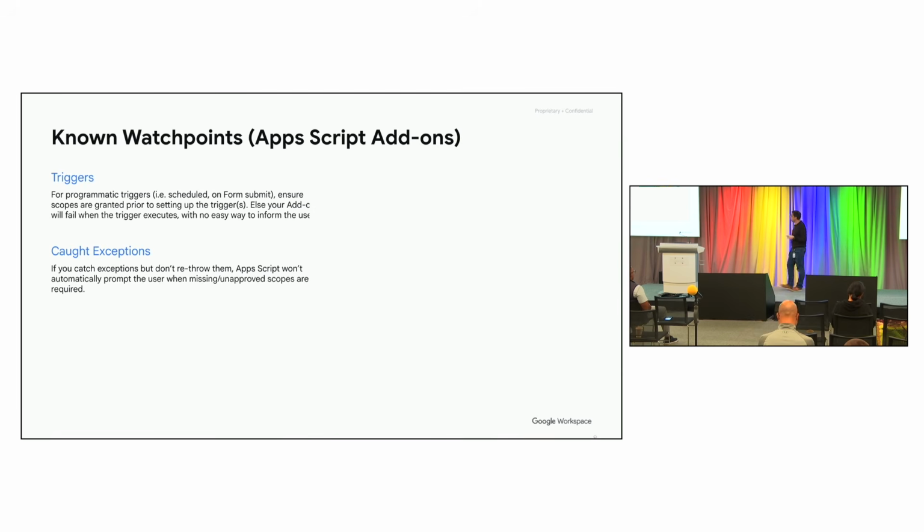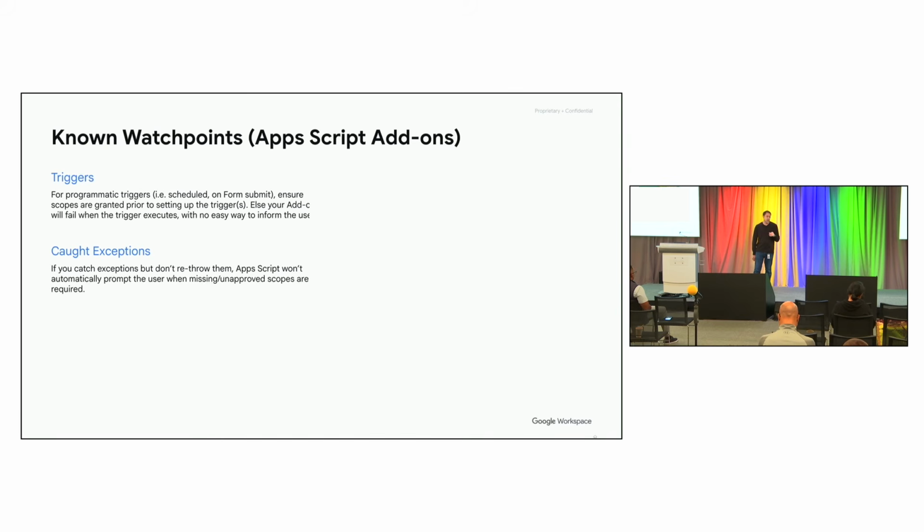Those are the examples. I mentioned these earlier, but it's worth mentioning again, just in case you missed it. There are some known watch points. For example, triggers. For programmatic triggers, you want to ensure the scopes are granted prior to setting up the triggers. So if you have a trigger that fires every hour, or when a form is submitted, or a calendar is updated, right? If those scopes don't exist ahead of time, then when the trigger runs and the user's not present for it to run, there's no way for you to tell them, hey, something is missing.